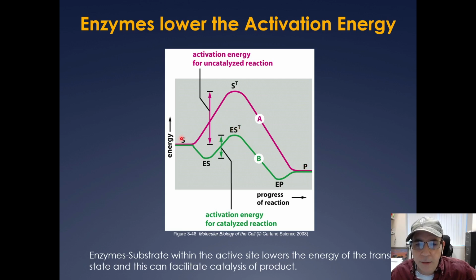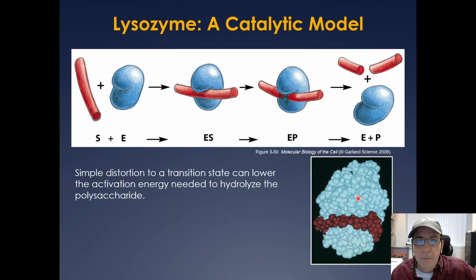So when you get the substrate, you get your enzyme substrate, and then the enzyme substrate in the transition state, then your enzyme product, and then the product is released, right? So it's just lowering the activation energy for a catalyzed reaction. And so here's a great example of that, and this really shows you how the active site of an enzyme plays into this and helps it.